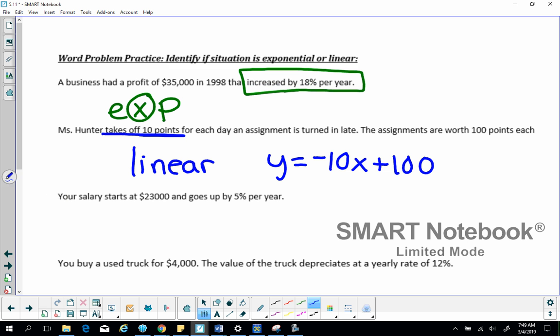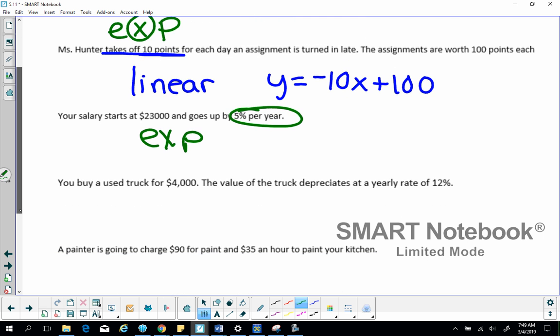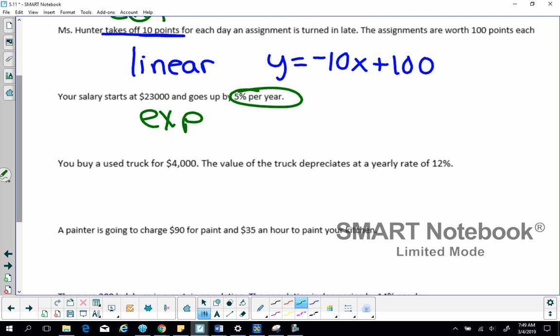Your salary starts at $23,000 and goes up by 5%. Exponential, because it's that percentage. You buy a used truck for $4,000 and it depreciates by 12%. What would that be? Good.